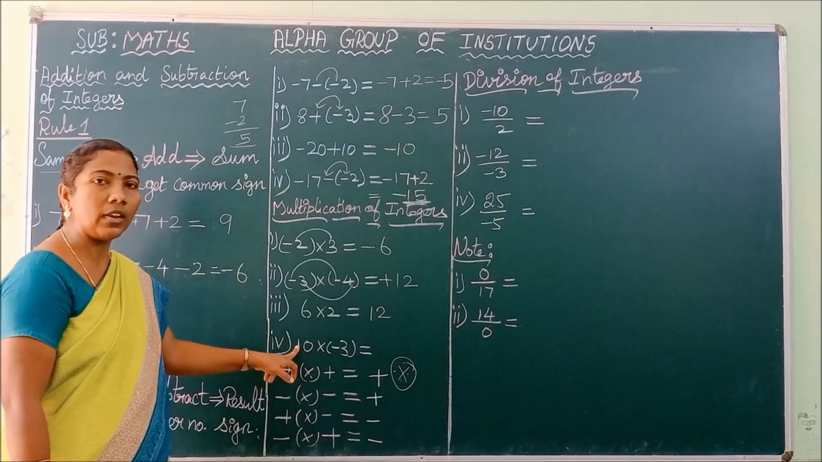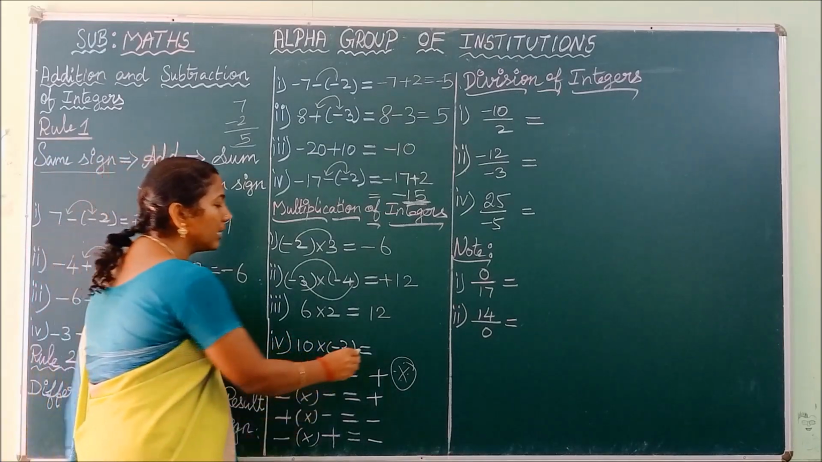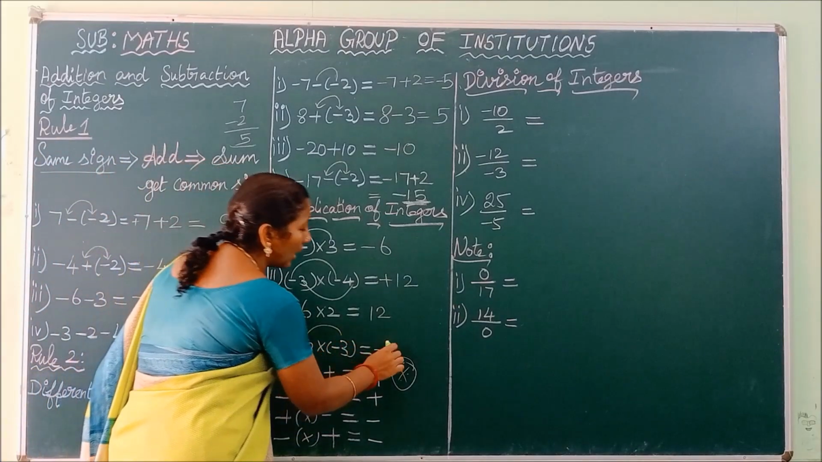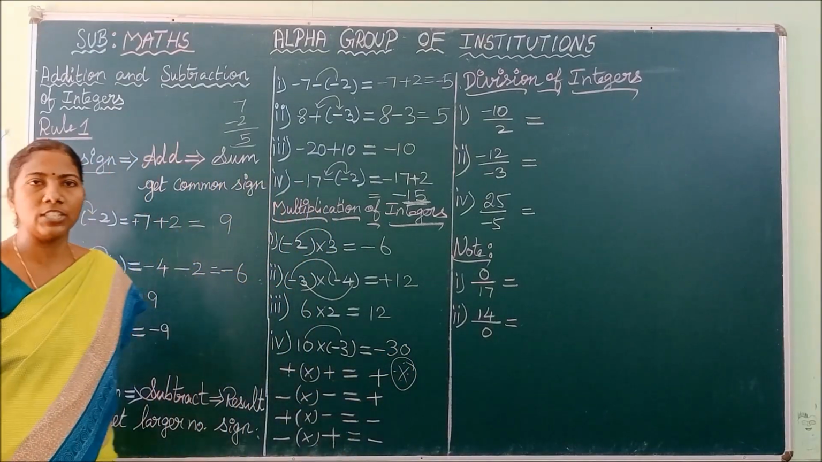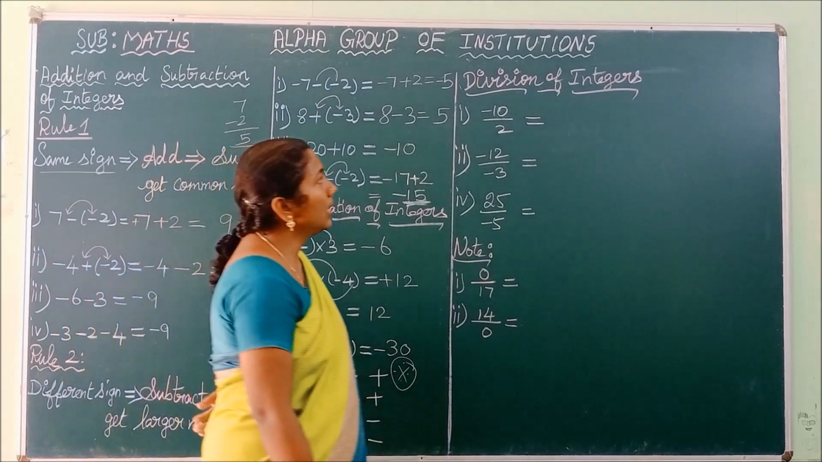See the next one. What is the symbol for 10? Plus. So plus into minus, minus. 10 3s are 30. So our answer is minus 30. That's all about the multiplication of integers. Okay. See the next one.